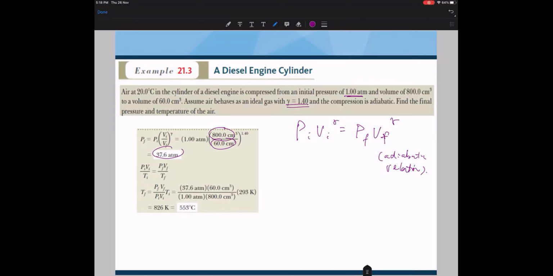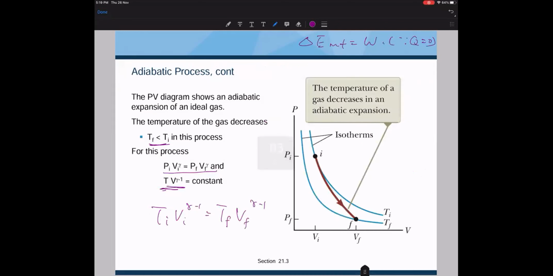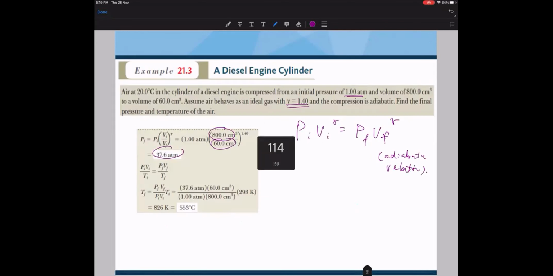And final temperature can be calculated either by the other adiabatic relation at the bottom of this page, or you could simply use the ideal gas law: Pi Vi over Ti equals Pf Vf over Tf. And remember that temperature has to be in the unit of Kelvin. It's an absolute temperature scale. So that is how we handle the problem.